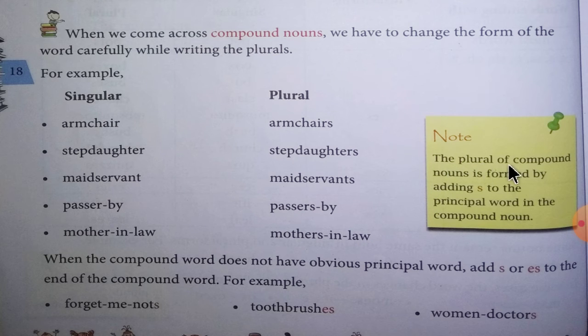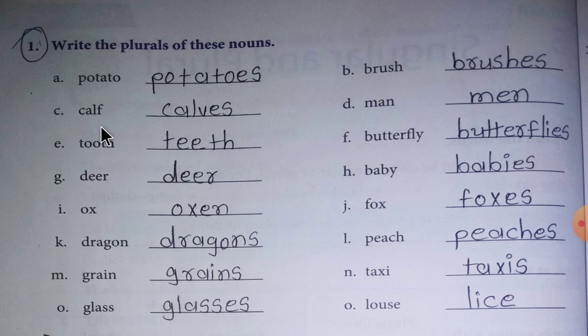Note, the plural of compound nouns is formed by adding s to the principal word in the compound noun. Principal word means the main word. Which is the main word? After that you have to add. When the compound word does not have an obvious principal word, add s or es to the end of the compound word. For example, forget-me-nots, toothbrushes, women doctors.